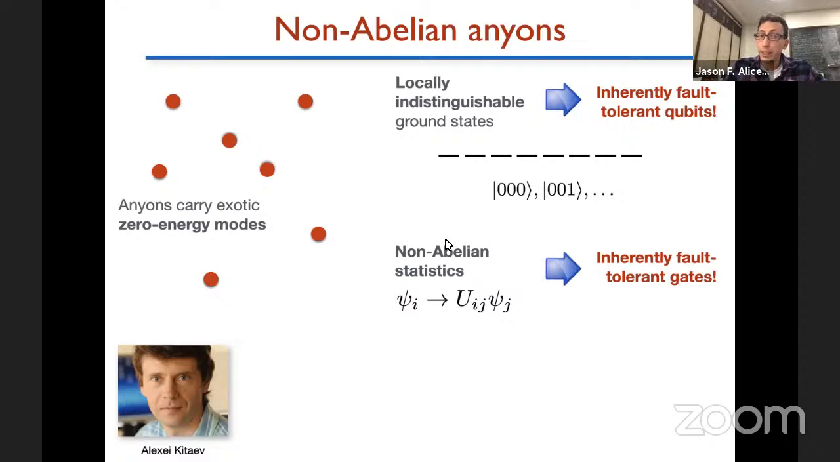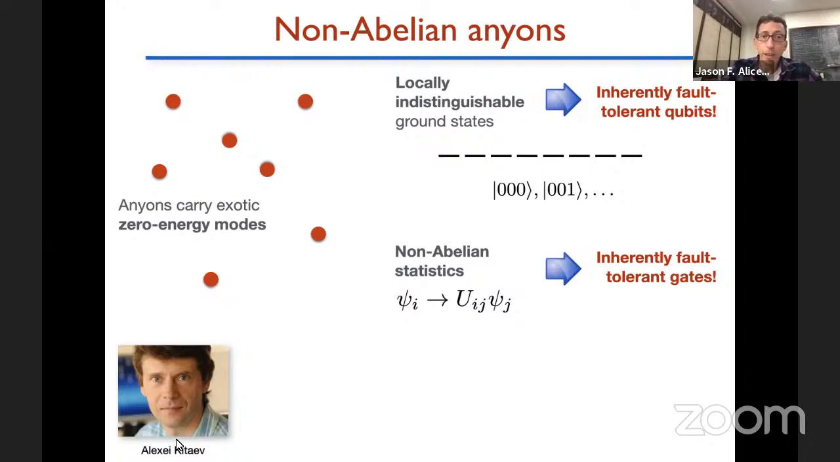Now, from a quantum information standpoint, one can exploit non-Abelian statistics to implement a set of intrinsically fault-tolerant quantum gates. Essentially, you can think about these braid matrices U_IJ as representing quantum gates acting on qubits encoded in this ground state subspace. Okay, so that in brief is the idea of topological quantum computation as envisioned by Kitaev many years ago.